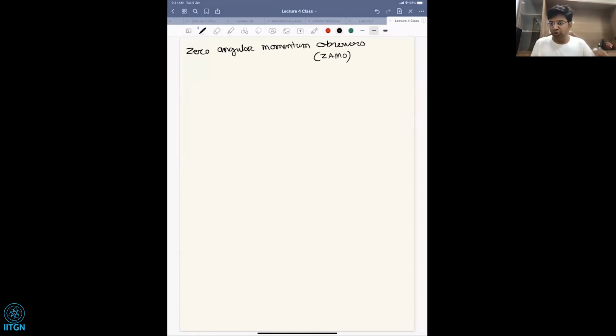To understand these ZAMOs, let us consider an observer. It need not be a geodesic observer; in fact, it will not be. For that observer, the 4-velocity u alpha is defined as dx alpha by d tau. That's the 4-velocity of this observer. Now, how do I define the angular momentum of this observer? Very simple. Take the 4-velocity, dot it with the phi Killing vector, and conventionally put a minus sign, and this is your angular momentum.